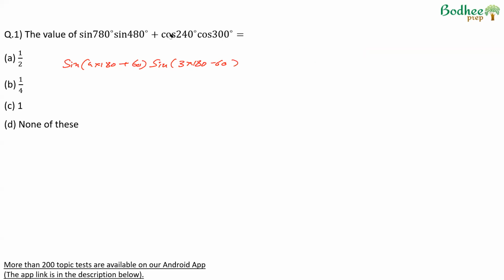Plus the second part, cos 240 is simply cos of 180 plus 60. Cos of 300 is cos of 360 minus 60. Now, 4 into 180 will be 1, 2, 3, full complete. This will be the first quadrant, 780. And since we have 4 into 180, even multiple of 90, sine will remain sine.